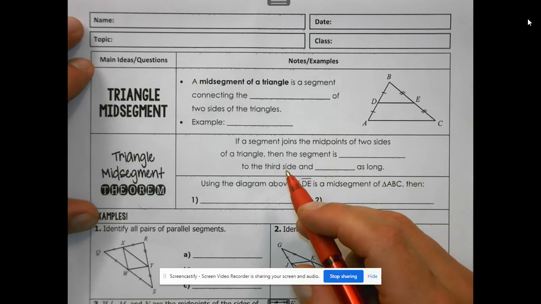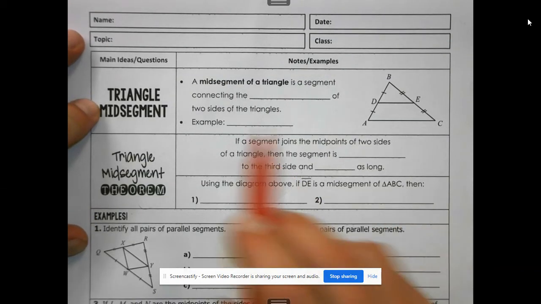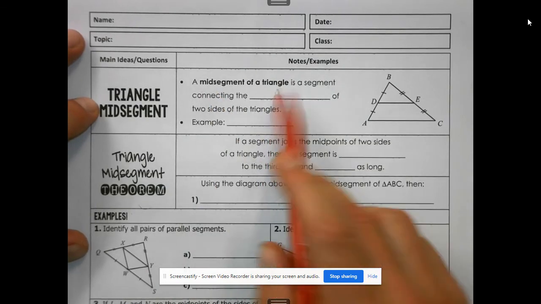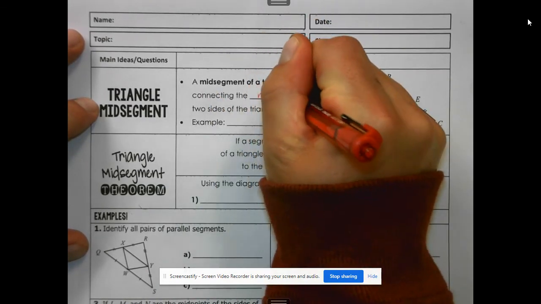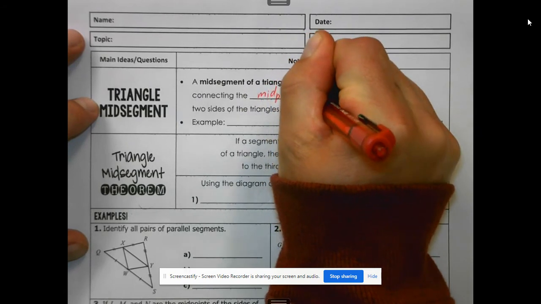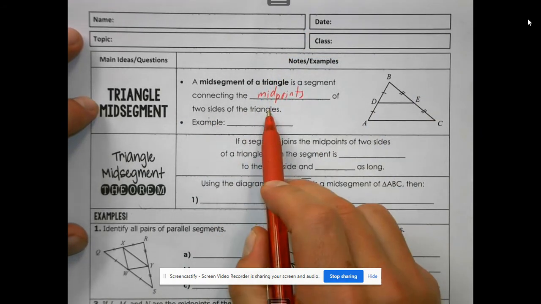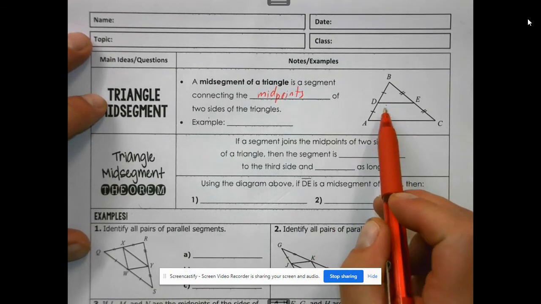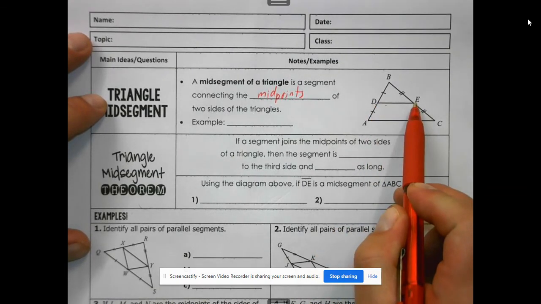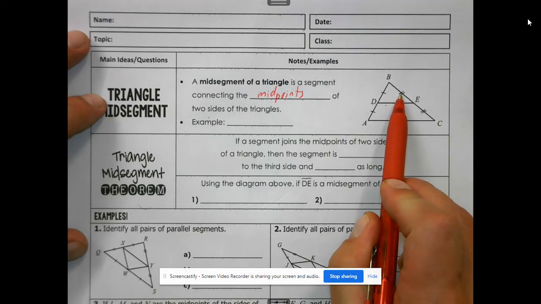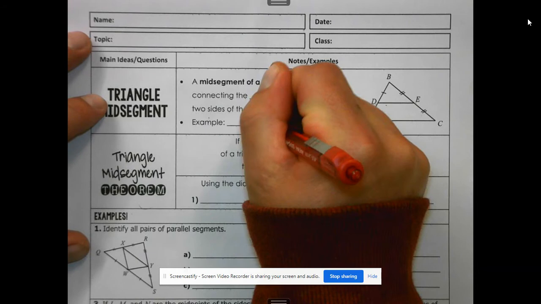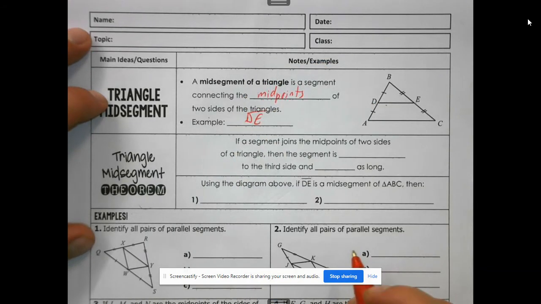All right, this lesson is dealing with triangle midsegments. A midsegment of a triangle is a segment connecting the midpoints of two sides of the triangle. In the example over here, we know that DE is the midsegment. We can see because each side is cut in half congruently. So in this example, DE is your midsegment.